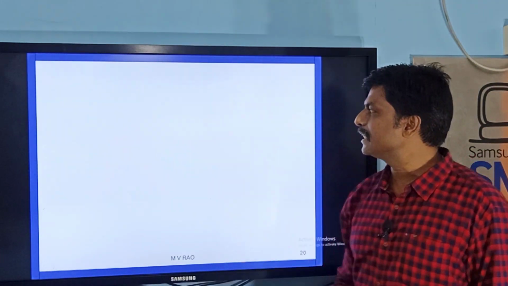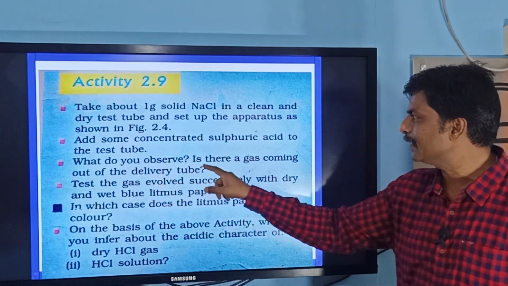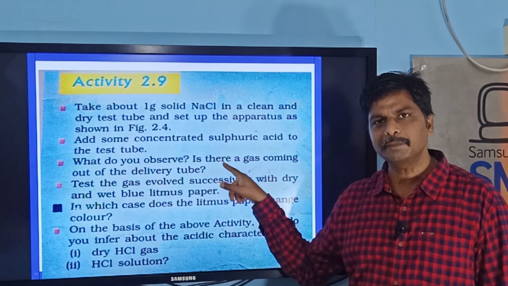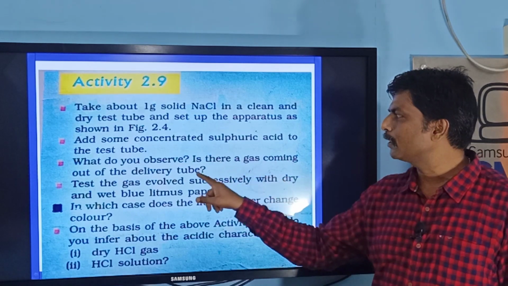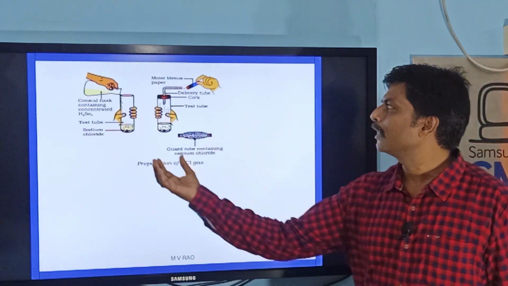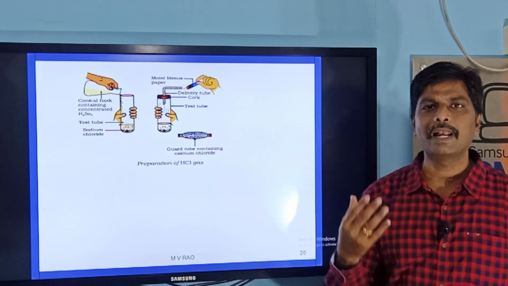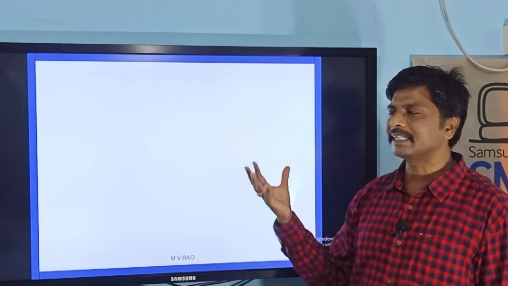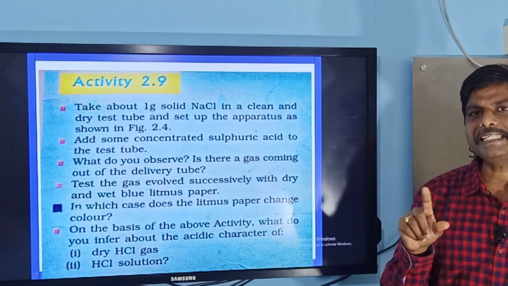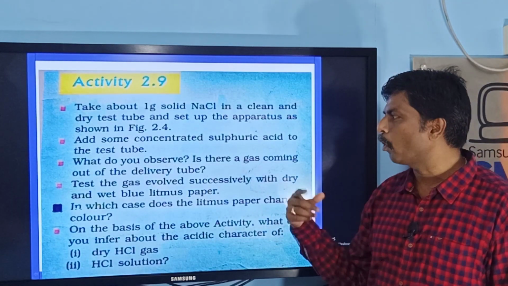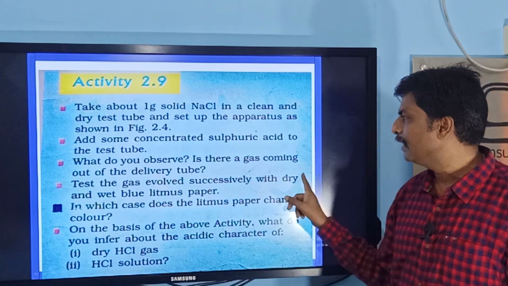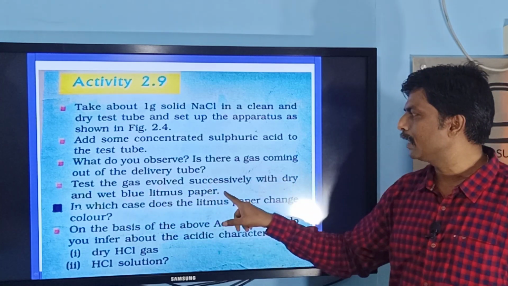One gas is released. Here you see, what do you observe? Is there a gas coming out of the delivery tube? Yes. One gas will come with a strong smell. A pungent smelling gas is evolved. What is that gas? That gas is HCl, hydrogen chloride. Test the gas evolved successively with dry and wet blue litmus paper.